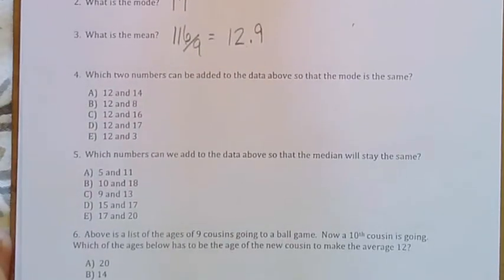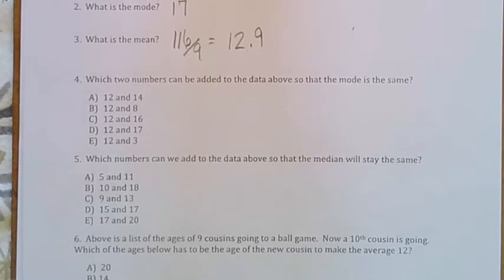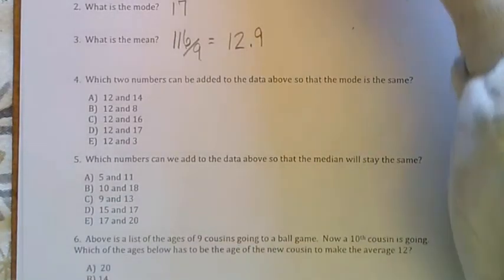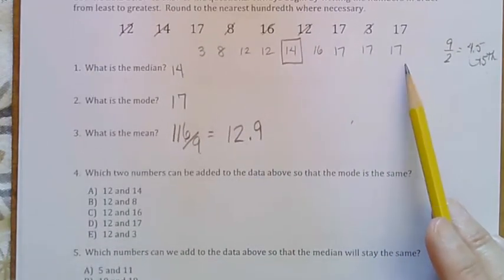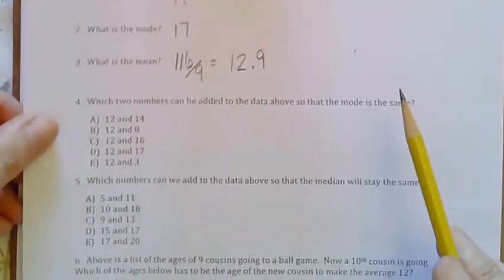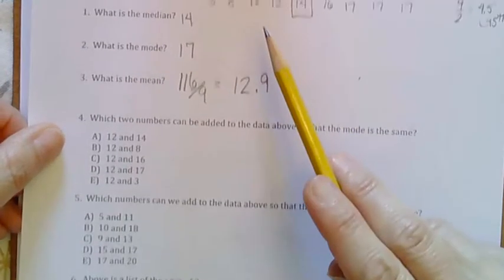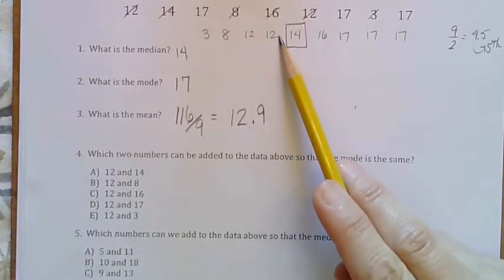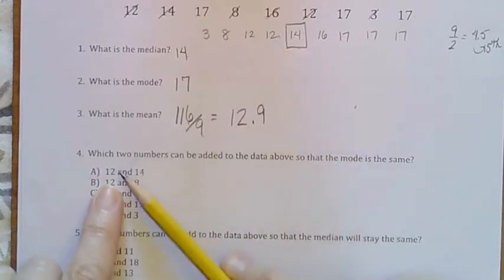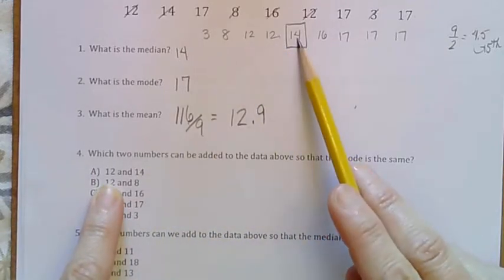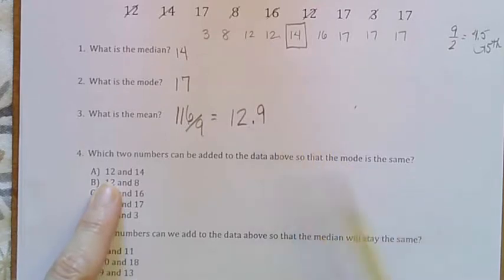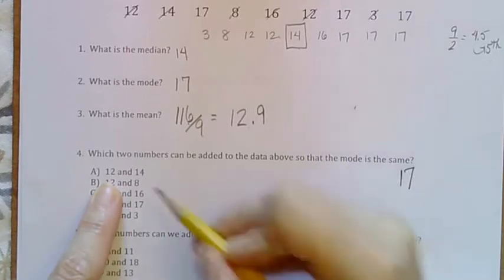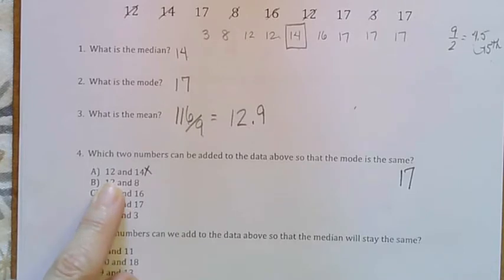Which 2 numbers can be added to the data above so that the mode is the same? Well, let's see. We want our mode to still be 17. I have 2 12s so far. So if I add another 12 and a 14, then 12 will also become a mode. But if I want my mode to be 17, then I can't do that.